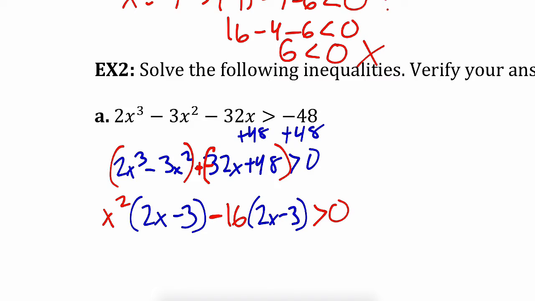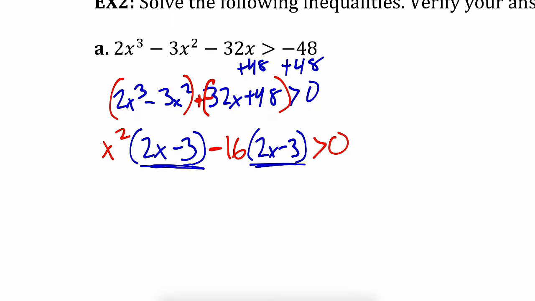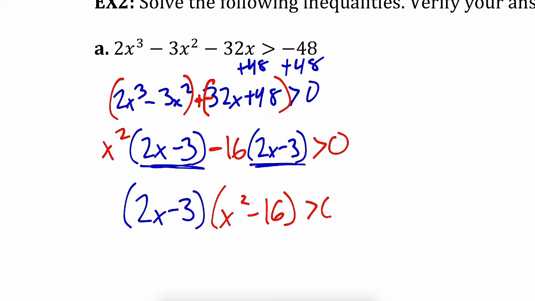Now, we haven't done this in a bit, so this might still feel a little uncomfortable. Both of the things that we factored out leave us with 2x minus 3. We can factor out a common factor. In this case, a common factor happens to be a common group. So we can factor out all of 2x minus 3 from both this side and this side. When we factor it out of the left side, we're left with just x squared. When we factor it out of the right side, we're left with minus 16. Again, still greater than 0.